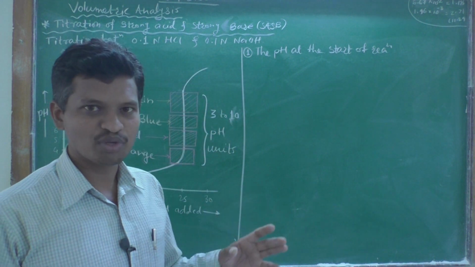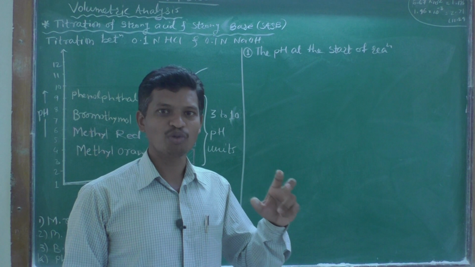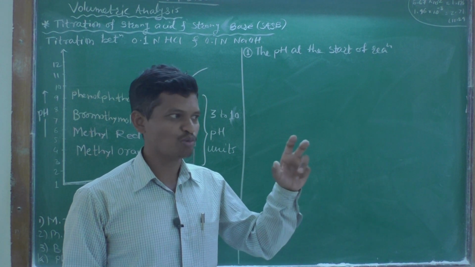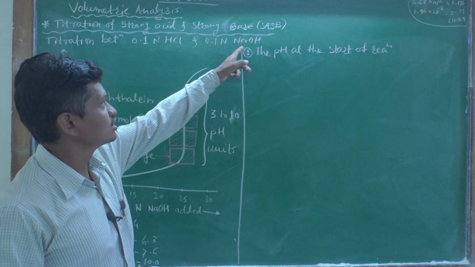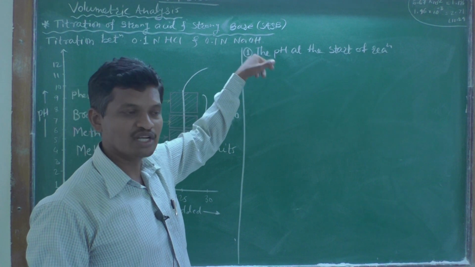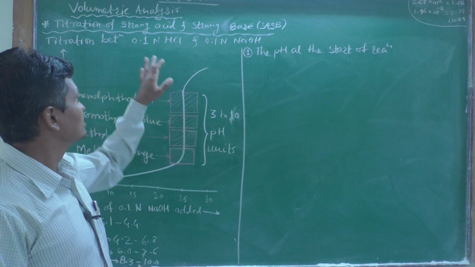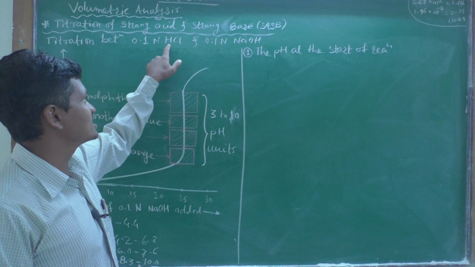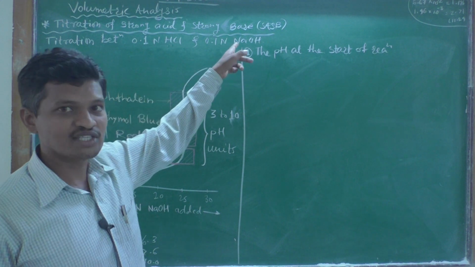So the solution in the burette is 25 ml of 0.1 normal NaOH. It's a strong base. We have 25 ml 0.1 normal sodium hydroxide, that is NaOH solution, in the burette, and we have taken by pipette in the conical flask 0.1 normal HCl.